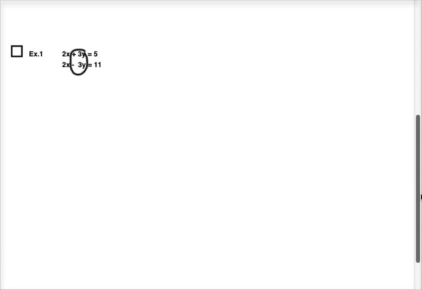Again, one is a 3y, one is a negative 3y. So they basically have the same coefficient. One is positive, one is negative. When they have that opposite relationship, what we're going to end up doing is adding the equations. I'm going to add the entire first equation with the second equation. So let's take a look at what that looks like.